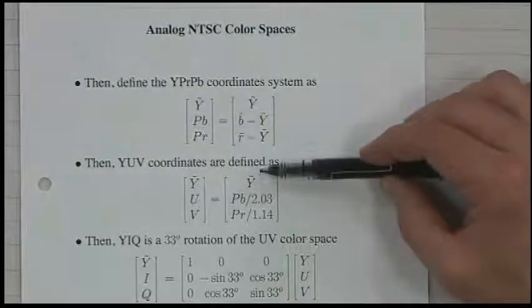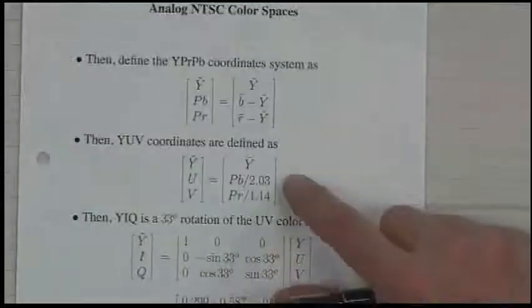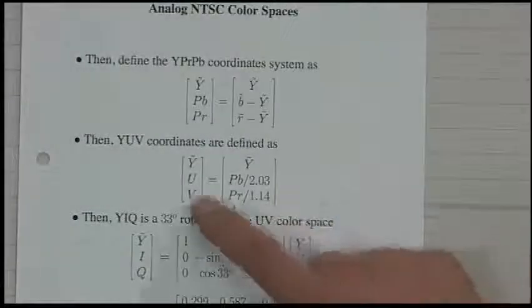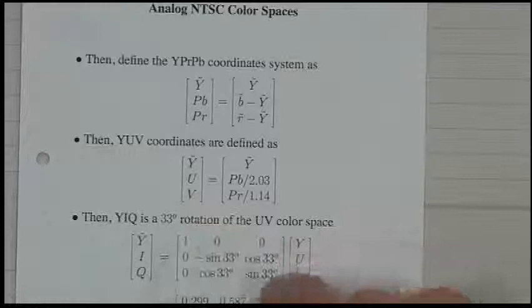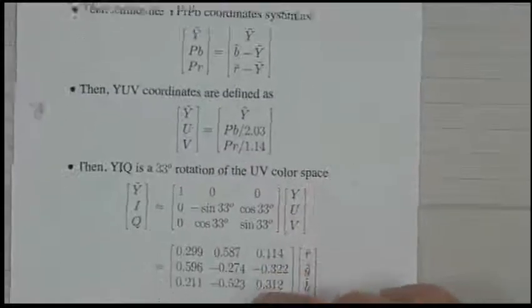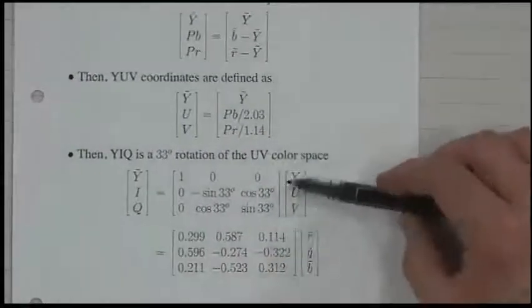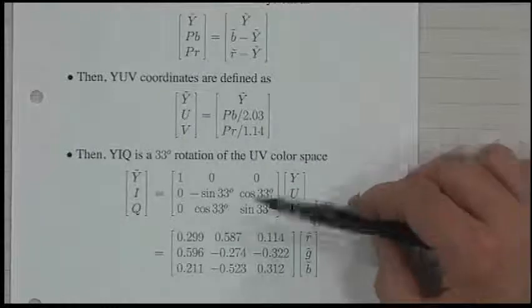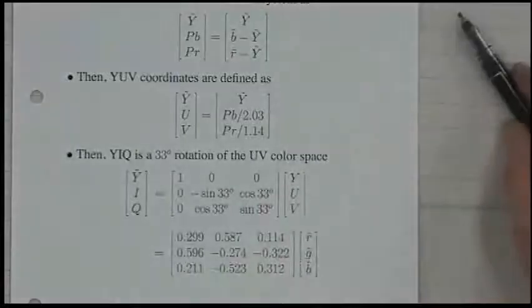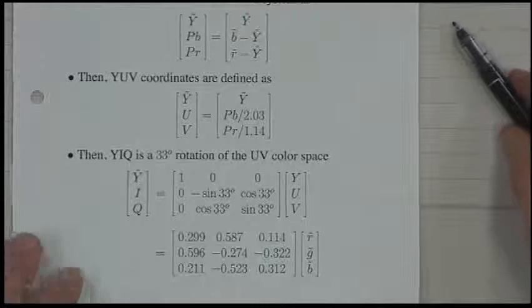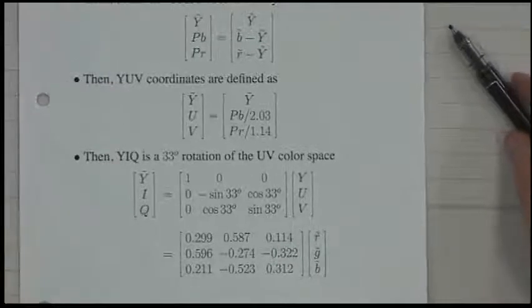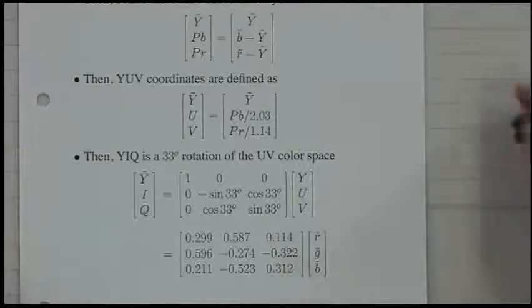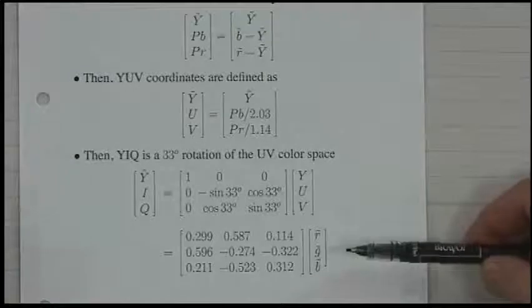Then from YPBPR, if you divide them by these magic numbers, you get YUV, okay? And now, if you do a rotation by 33 degrees in this coordinate space, you get YIQ, okay? This is just standards. You might say, well, why did they do this? I can try to explain it, but it really doesn't matter. This is just what it is, okay?